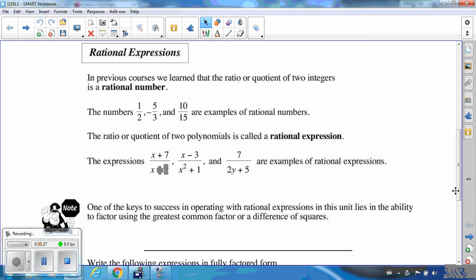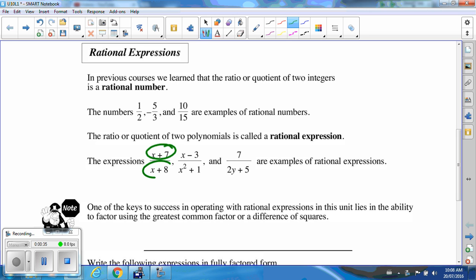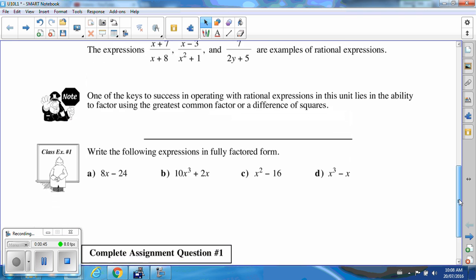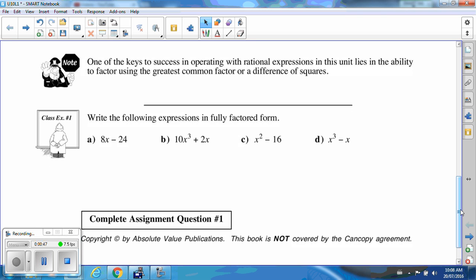They're things that have something in the top and something in the bottom. A rational expression means that we have polynomials with variables, one in the numerator and one in the denominator. So one of the first things that we have to work with is being able to do our factoring. Again, in 30-2, all you need to be able to do to factor is difference of squares and greatest common factor. So let's practice this out.